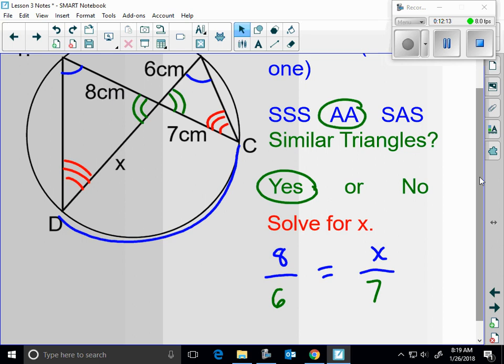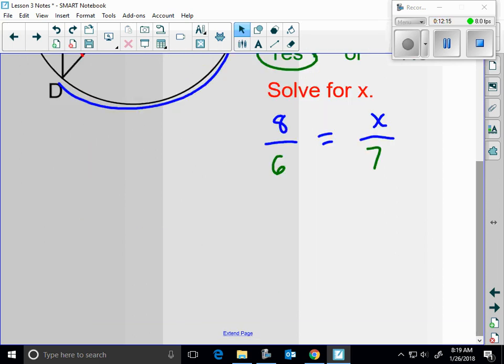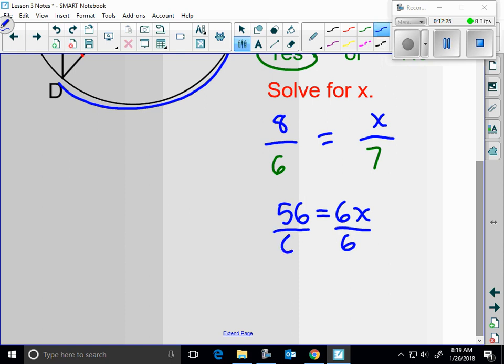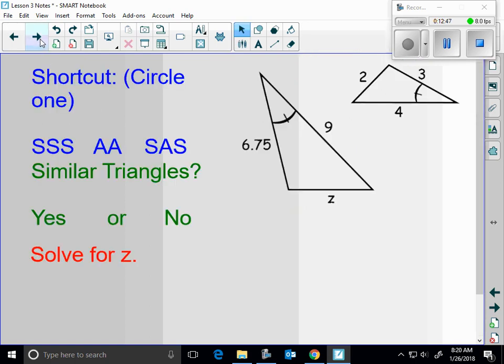We've got ourselves a proportion, and we're going to do some multiplication. 8 times 7 is 56. 6 times x is 6x. I divide both sides by 6. I don't know if that goes into that equally. I don't think it does. 6 goes into 48 8 times. So how about 9 and 1/3? Okay, kind of a gross number, but that's okay. So far, so good? Okay, let's try another one.